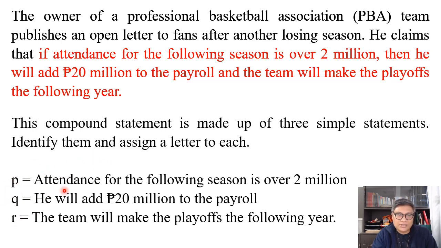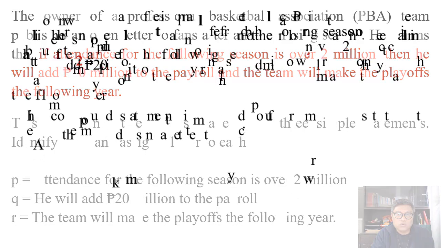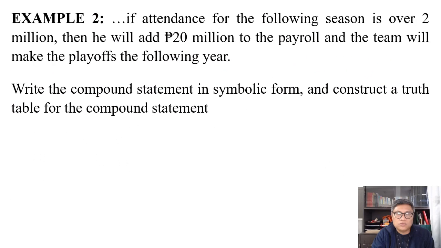So P is the attendance for the following season is over 2 million. Q will be he will add 20 million to the payroll. Then R, the team will make the playoffs the following year. So here we have three simple statements, and based from our formula, 2 raised now to 3 is 8. So there will be 8 combinations.